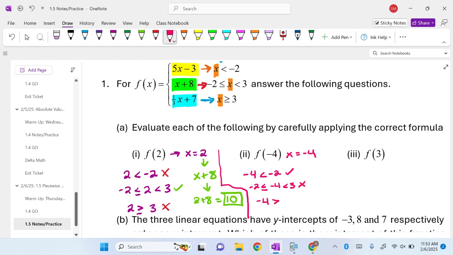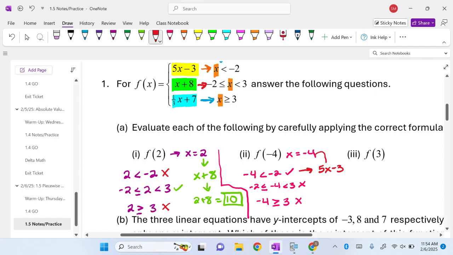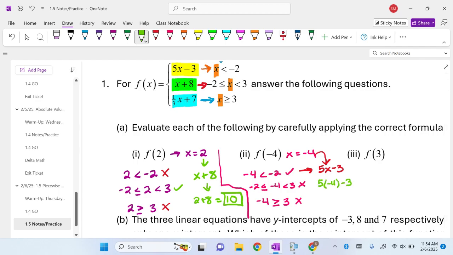And is it true that -4 is greater than or equal to 3? So is -4 greater than 3? No. So we're going to use the first function connected to this domain, which is 5x minus 3. So I'm going to plug the -4 in for x into 5x minus 3. So this would be 5 times -4 minus 3. So 5 times -4 is -20 minus 3, so that will be equal to -23.